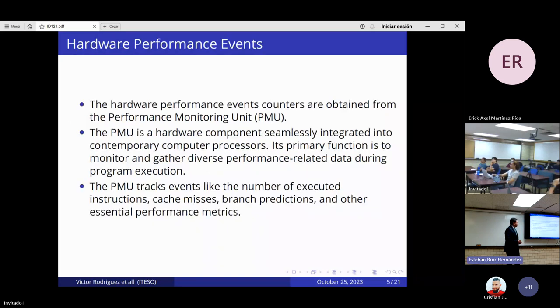The hardware performance events are obtained by the performance monitor unit, the PMU. It's a piece of hardware that is there in laptops, servers, and many computers. The PMU is a hardware component integrated in many processors, and its primary function is to monitor and gather performance-related data during program execution. We can say, I'm going to execute this workload, and at the same time I want to gather these performance events. We can select which ones we're going to use, easily configured by the operating system. The PMU tracks events like the number of executed instructions, cache misses, branch prediction, and other essential performance metrics. Honestly, there are at least 300 of them in modern servers.